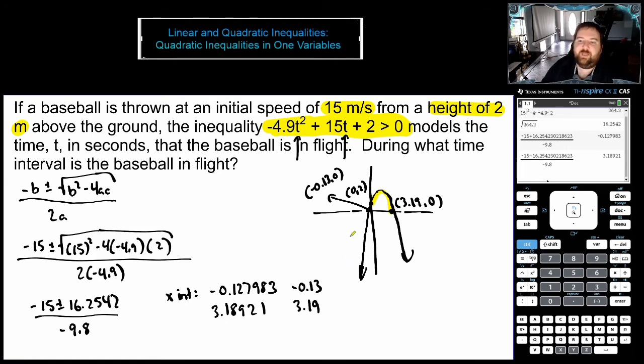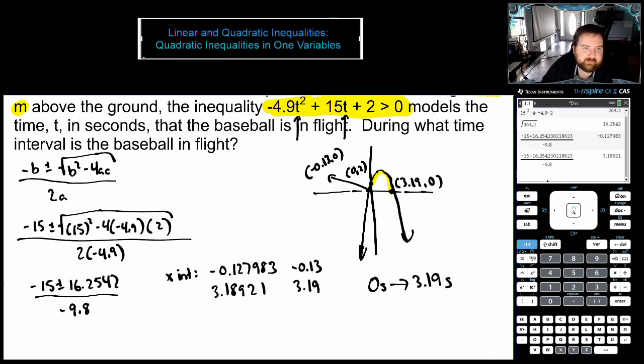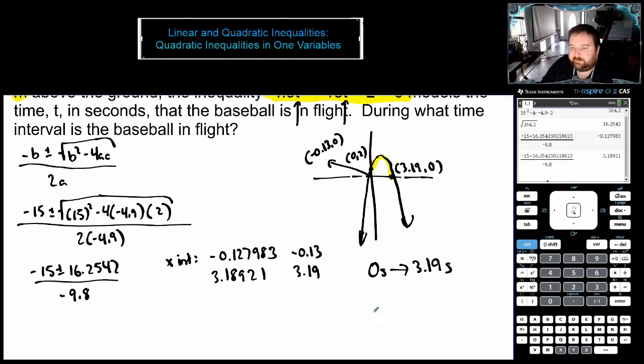So I'm just looking at that. It's going to be from 0 seconds to where the height is 2 meters, and it's going to go some distance in the air, and then it's going to hit the ground at this x-intercept, which is 3.19 seconds later. And so that's when it's in flight. That's what I care about.